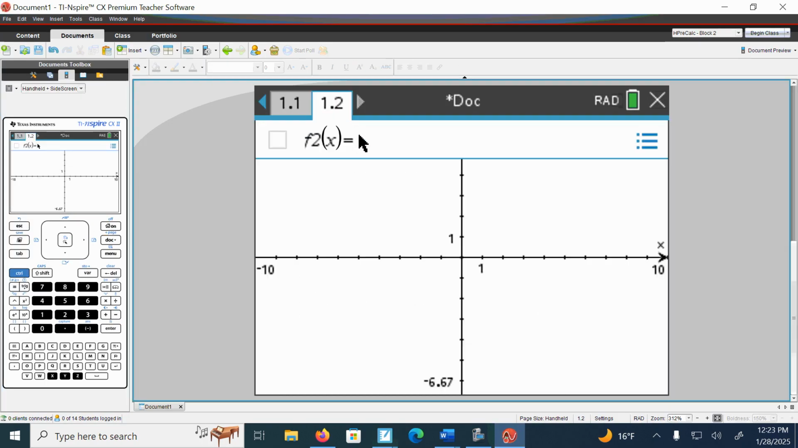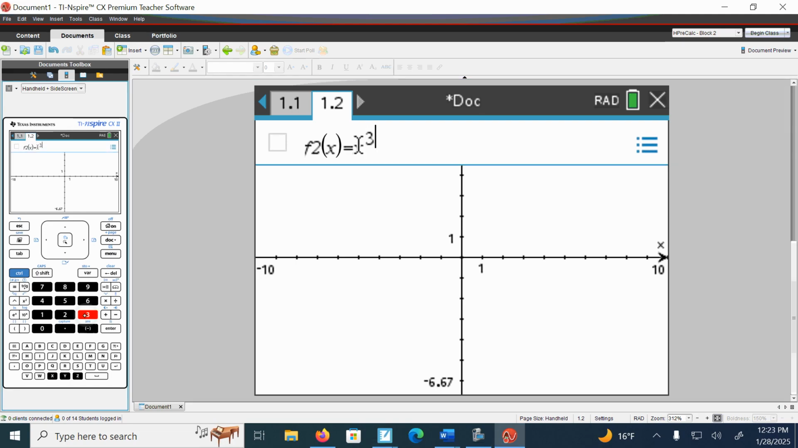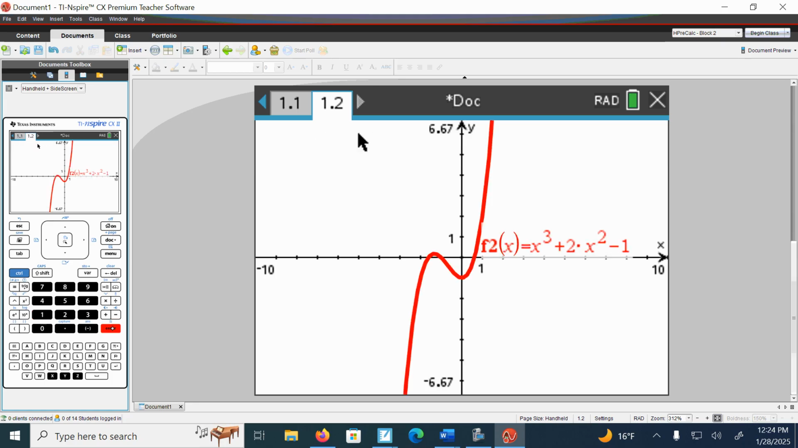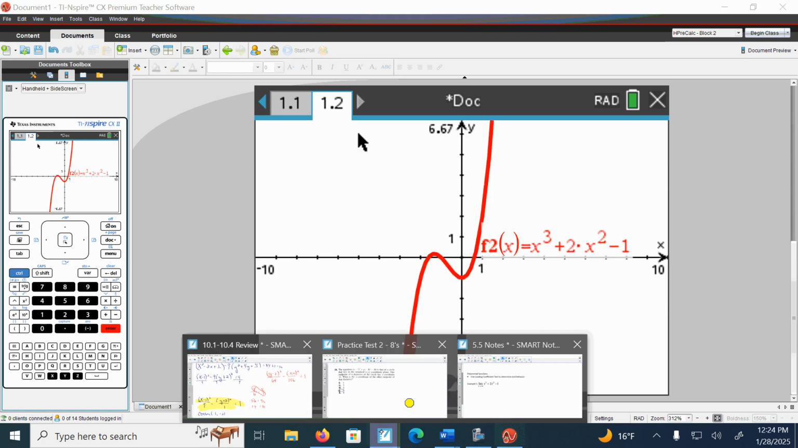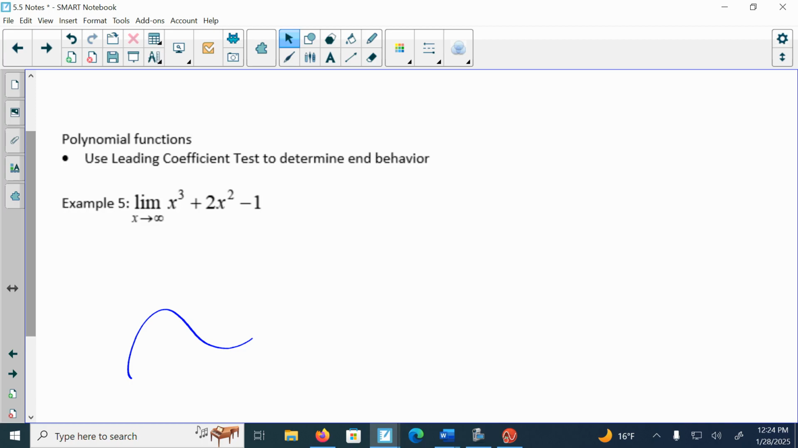So I'm going to add a graphing page to my calculator. I'm going to do x to the third plus 2x squared minus 1. Now, I'm just going to sketch that so I have the visual. So it goes like this, which I should have known, the whole end behavior from algebra 2.